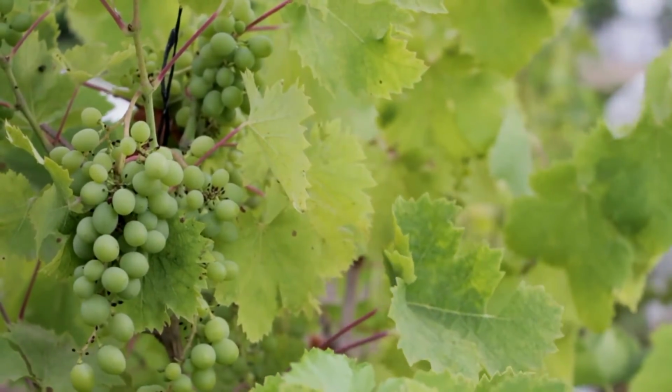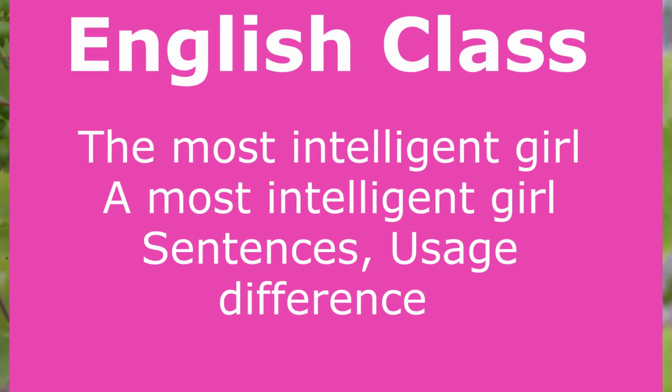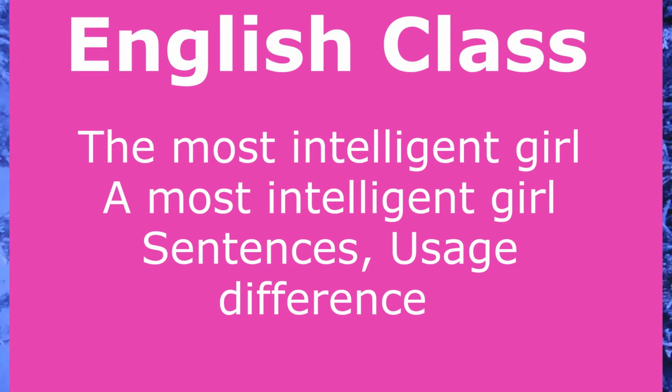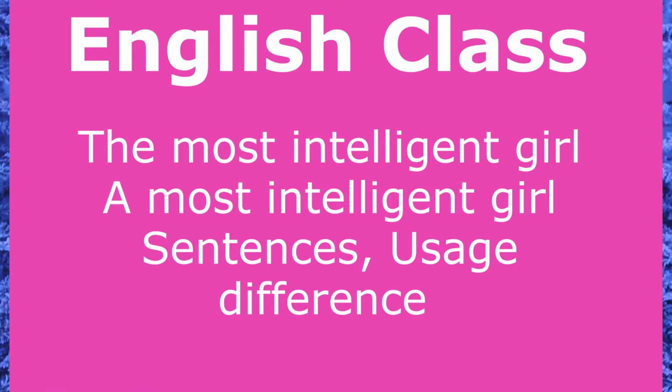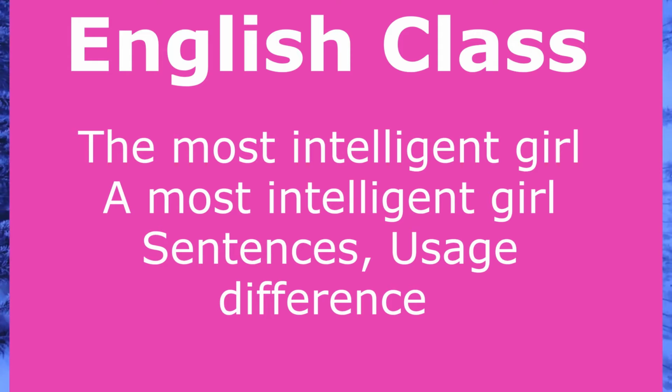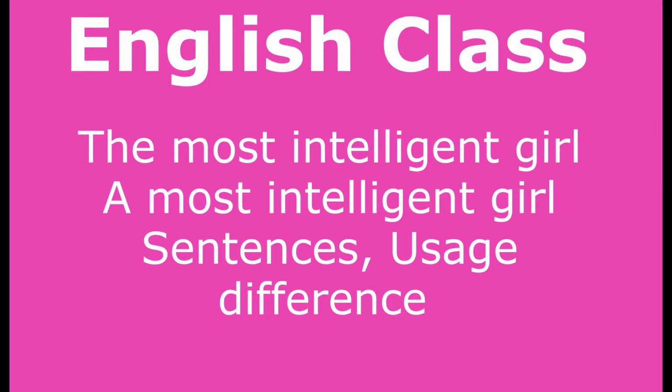A comparison. Mary is the most intelligent girl in the class. This is a comparison. Here we are comparing the intelligence of Mary with other girls in the class. So it is a comparison, and she is the most intelligent girl in the class. Here the most is correct because she is on the top of the intelligence scale in the class. So here she is being compared with other students in the class.